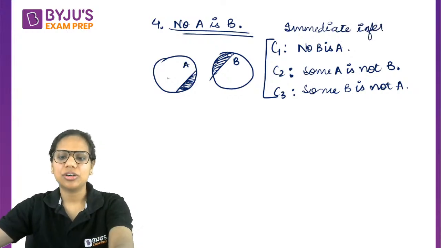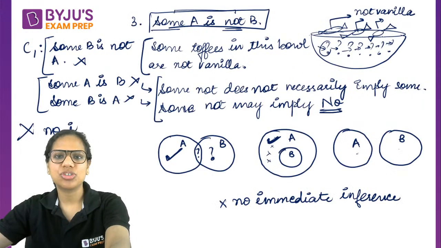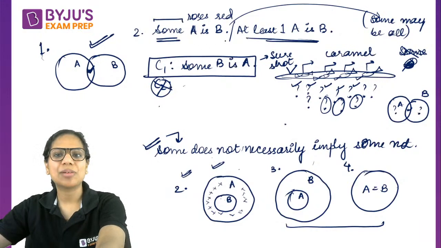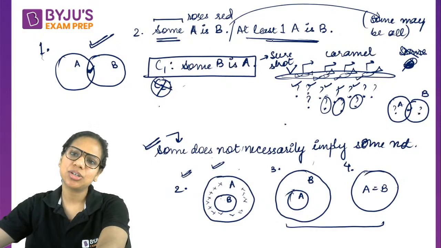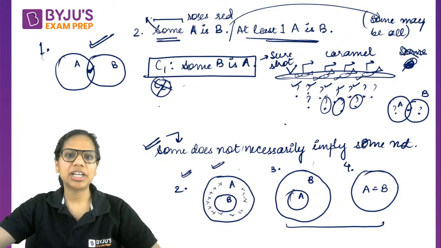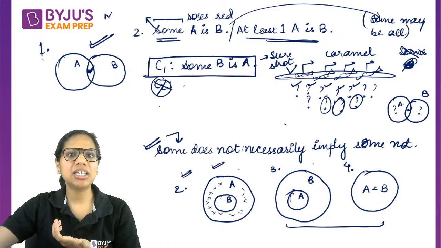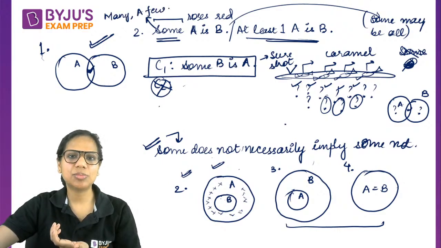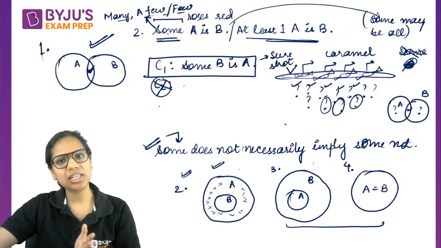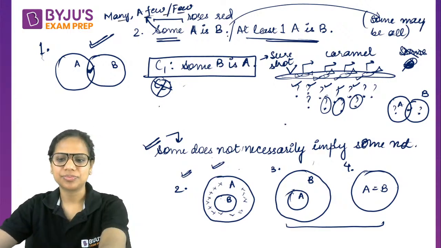Okay, now for your exam purposes, let me just tell you, instead of writing some A is B, your examiner can say at least one A is B. Okay, instead of writing some, the examiner can say, let's say, many A is B. Okay, a few A is B, right? Then the examiner can say few A is B, but all of them mean some only, right? All of them mean some only.